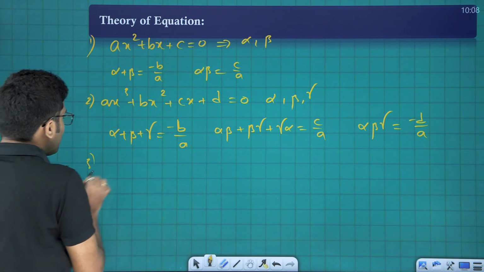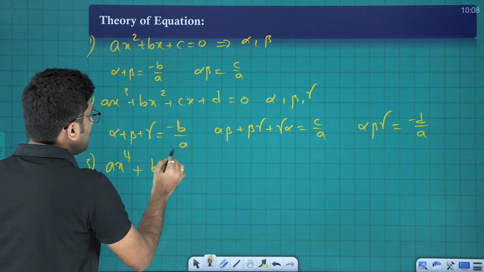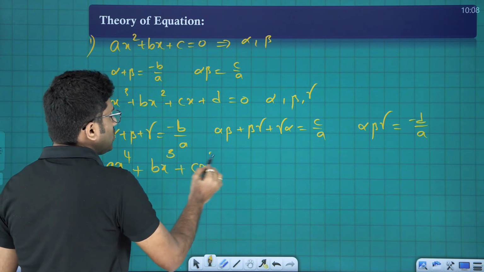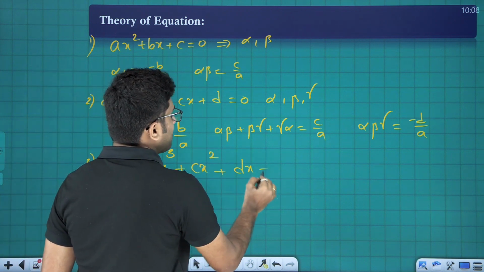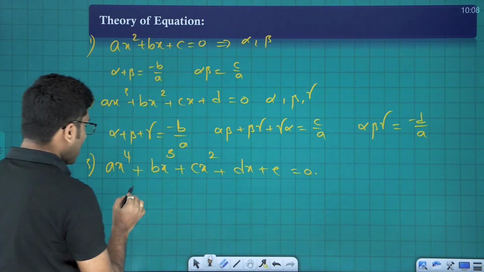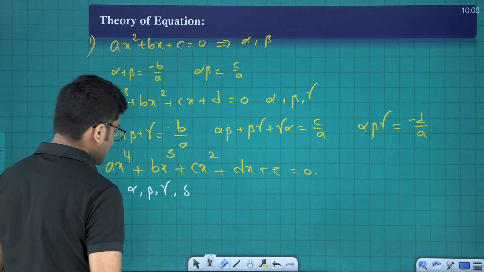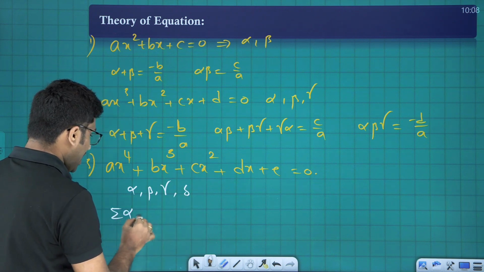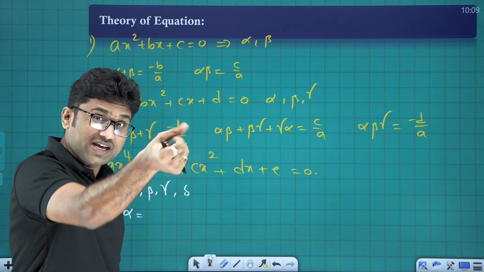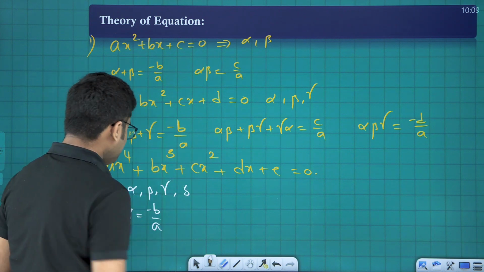Now if we take a biquadratic equation, a into x power 4 plus b into x cube plus c into x square plus dx plus e is equal to 0. Even in this case, friends, if alpha, beta, gamma, delta are the roots of this equation, then sigma alpha, the sum of the roots taken one at a time, will be equal to minus b by a.